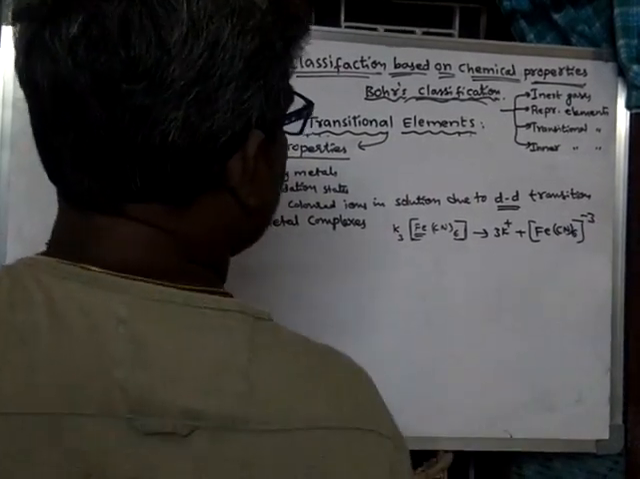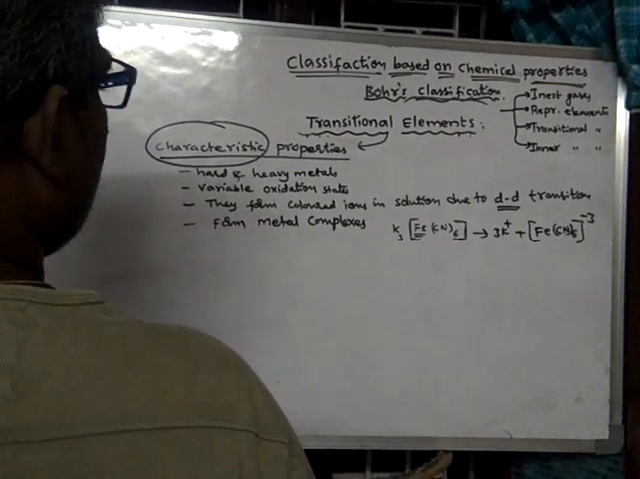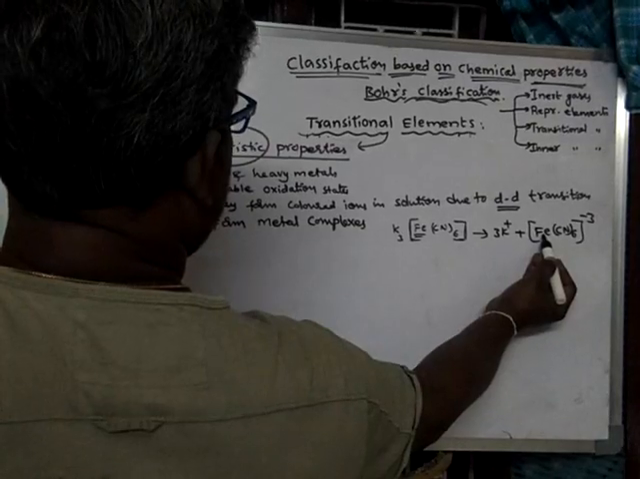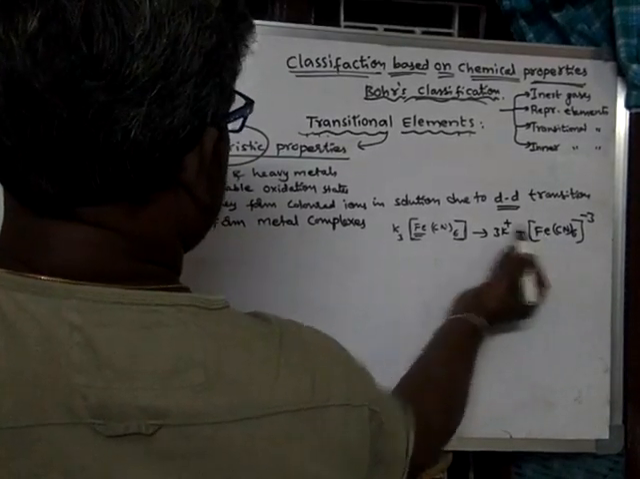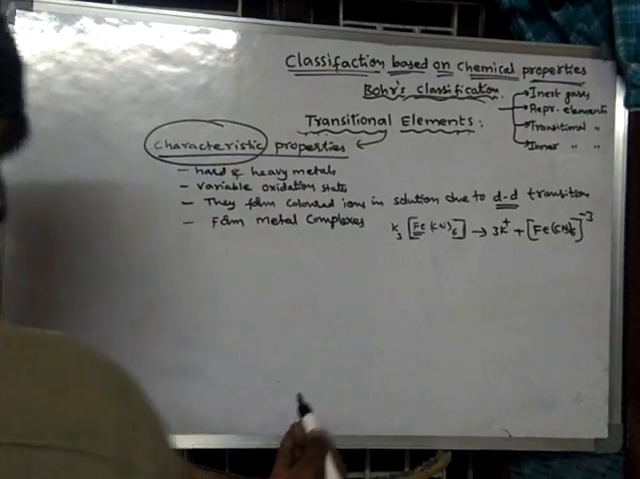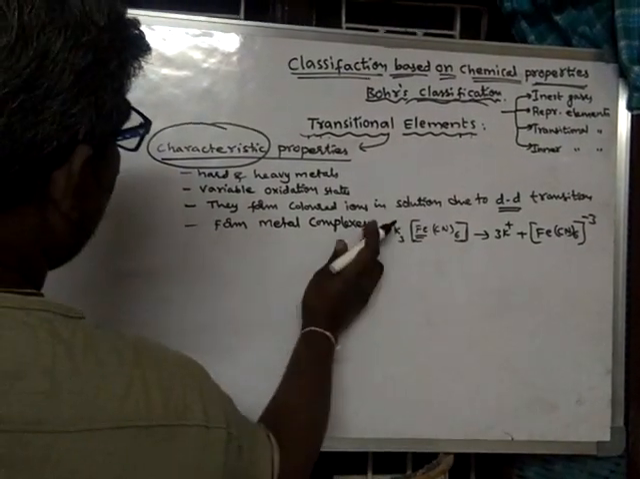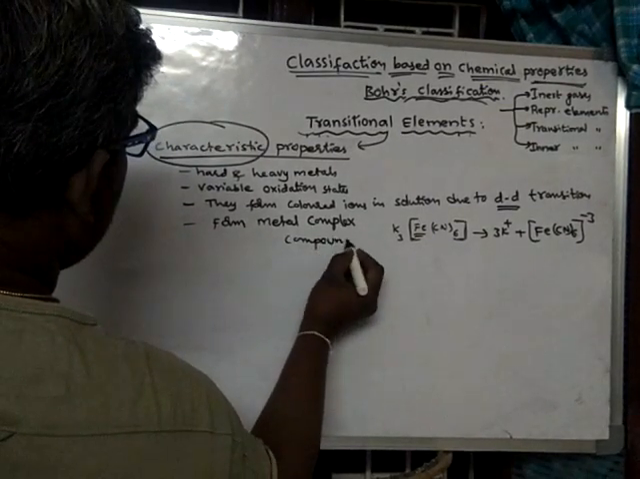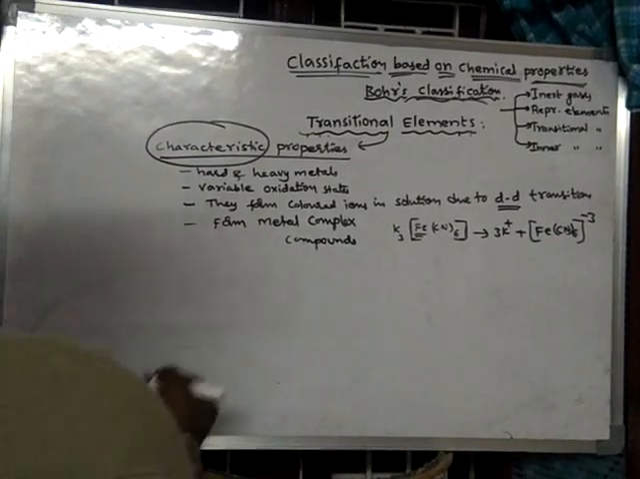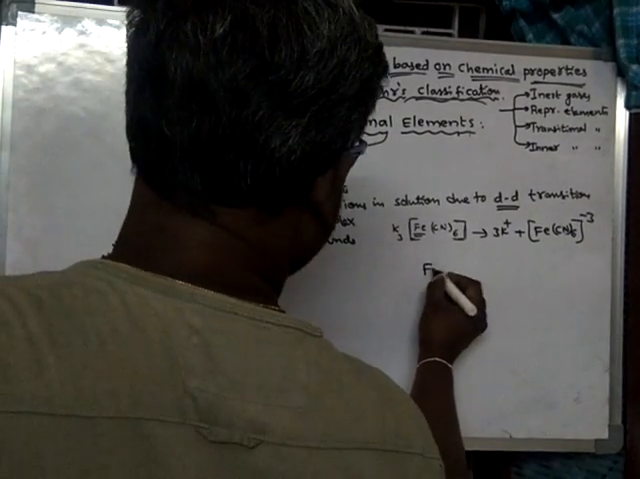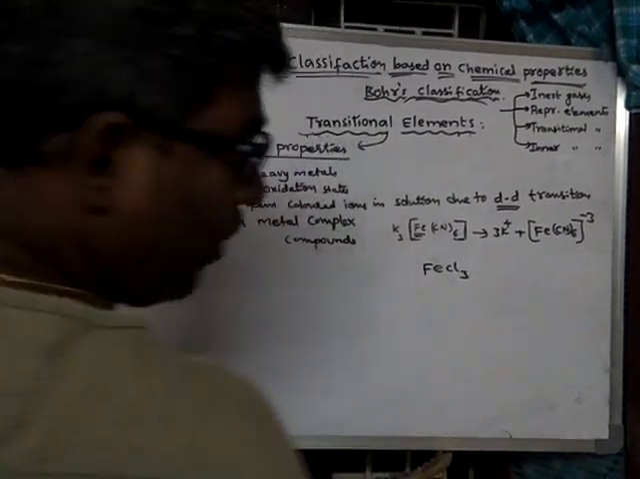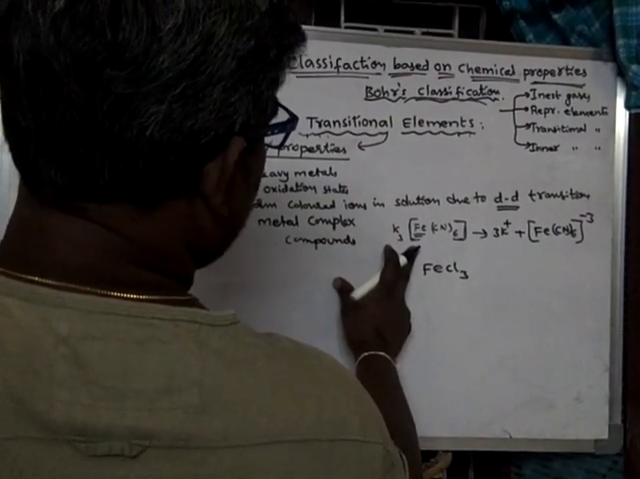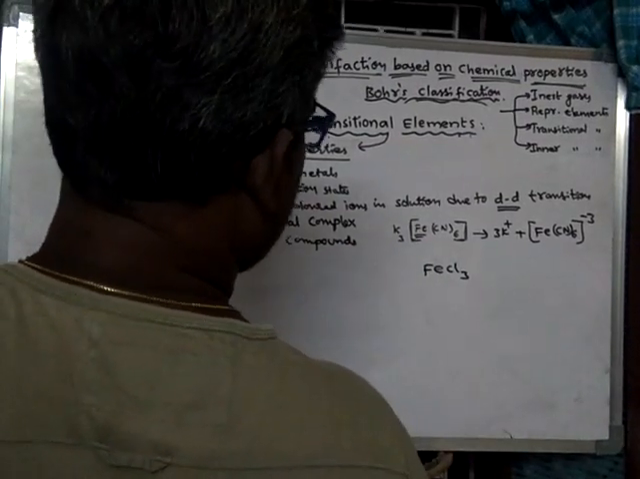This is called a complex ion. Here, the metal is forming a complex compound. So metals form complexes, that means complex compounds. Such types of compounds are said to be complex compounds. For example, FeCl3, if I write it so, is a simple compound. But the same iron, if it is written like this, is said to be a complex compound.